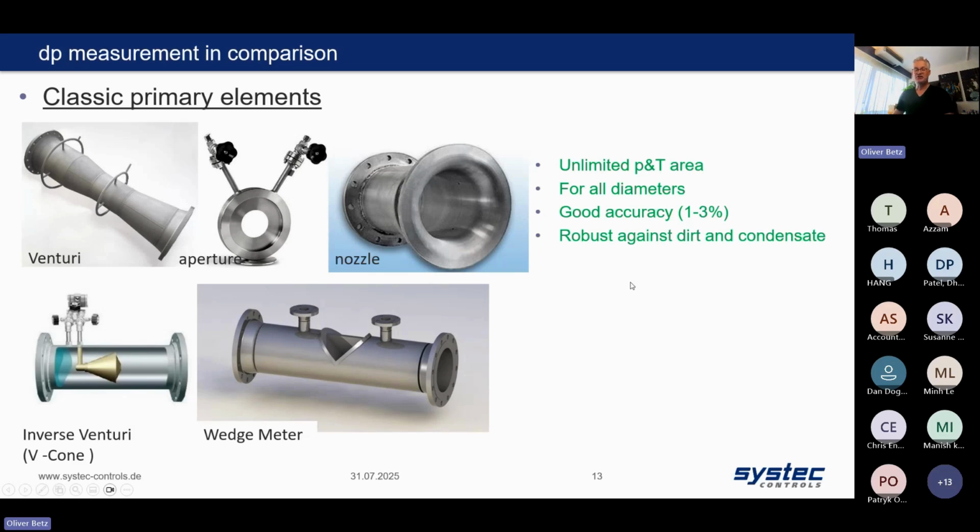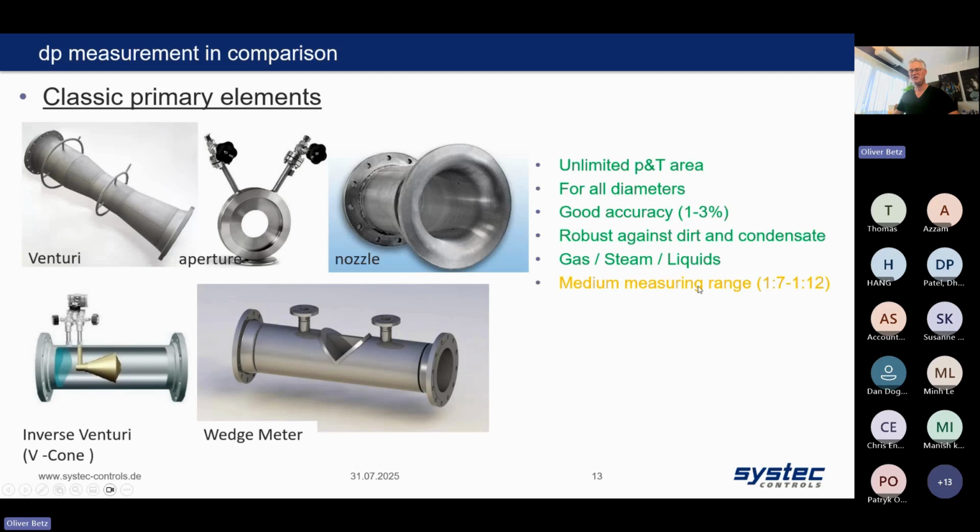Differential pressure measurements are highly resistant against dirt and condensates, depending on the construction. So you need to do a proper construction, then you have a very high robustness. You can use them for steam, gases, and liquids.